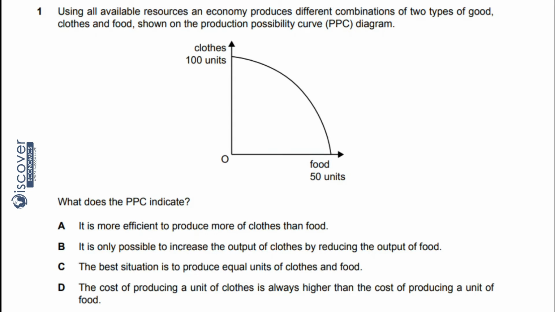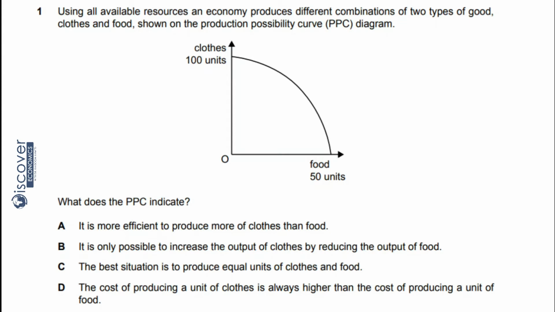Then the best situation is to produce equal units of cloths and food. This will not happen in the production possibility curve. This can't be done, so this will be crossed. Then D is the cost of producing a unit of cloth is always higher than the cost of producing a unit of food. Means to produce cloths is more efficient. Its cost is always high. But over here, this is also not the concern with the production possibility curve. So we are between choice A and choice B.